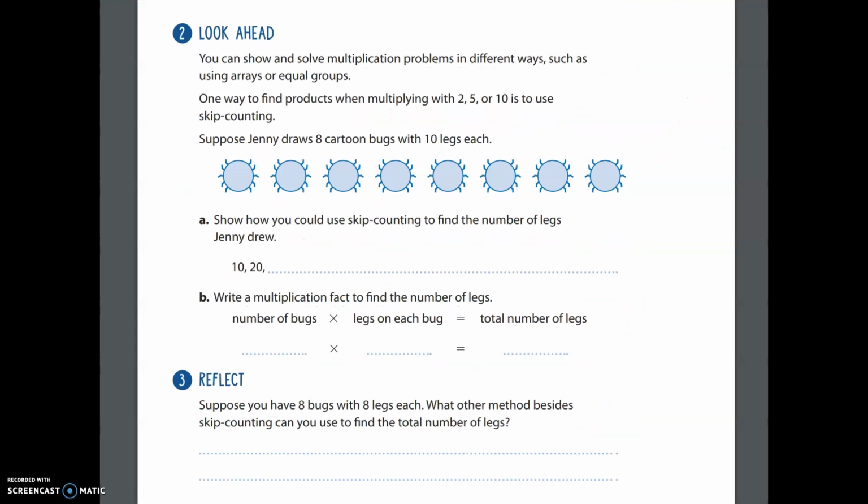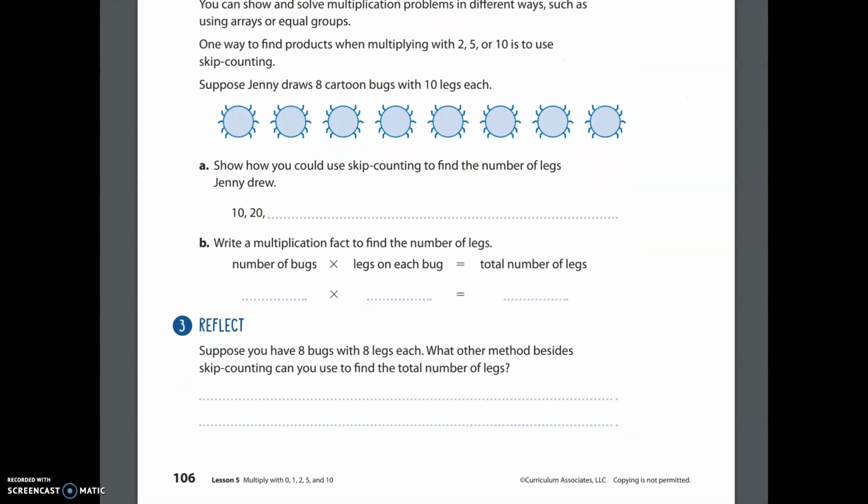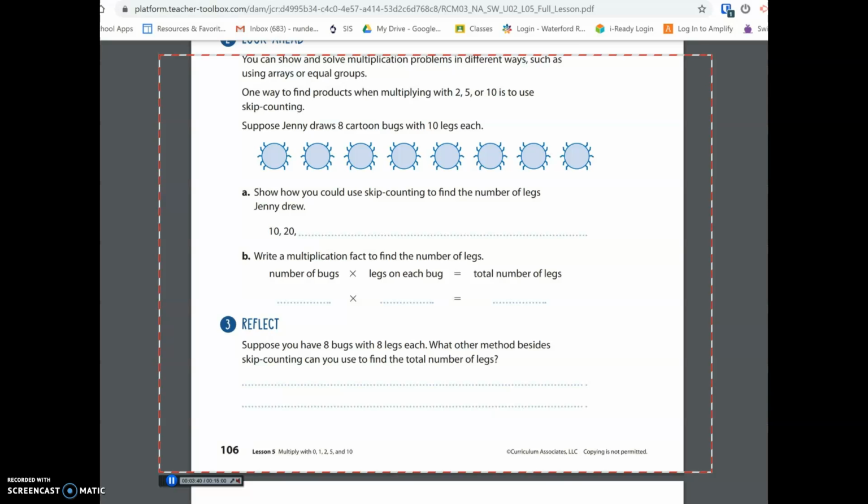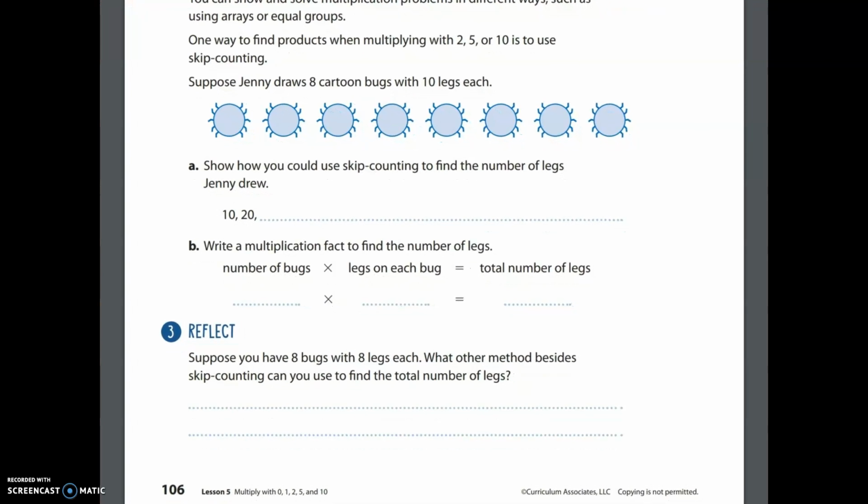Okay, let's go on. On the bottom of that page, on B, it says, write a multiplication fact to find the number of legs. Well, if we have 8 bugs now, and they each have 10 legs, that would be 8 groups of 10. And since we got 80 when we counted up, our answer would be 80. Number 3 says, suppose you have 8 bugs with 8 legs. What other method could you use? Because in that case, I would have 8 groups of 8.